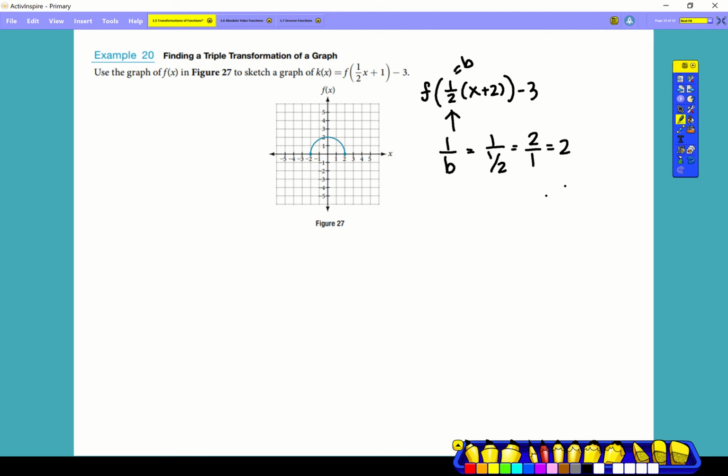So we're going to stretch everything. So we're going to multiply our x's all by 2. So let me see, our x is -2 here, so our x is going to go to -4. Our x here is 0, so that stays at 0. Our x here is 2, so that will go to +4. And it will look something like this.